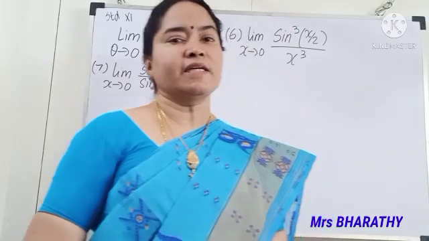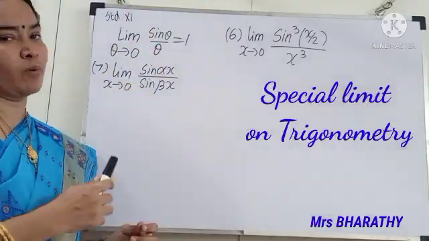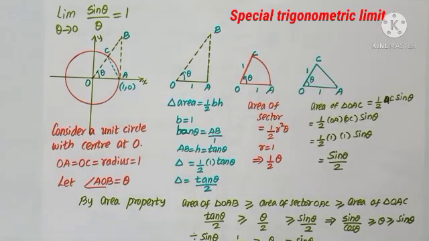In today's class, we are going to learn problems about important limits based on trigonometry. Limit theta tends to 0, sin theta by theta is equal to 1. So, how are we to derive this formula? Limit theta tends to 0, sin theta by theta equals 1.